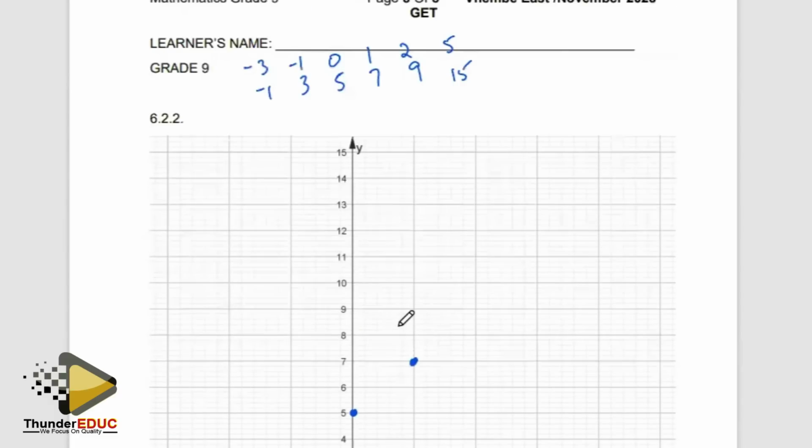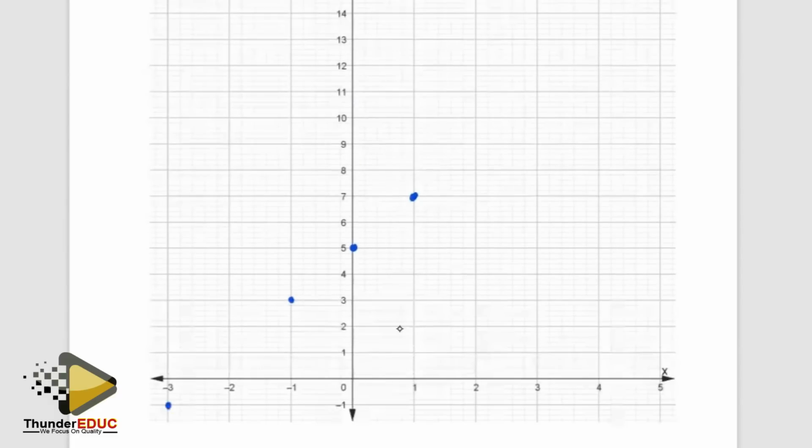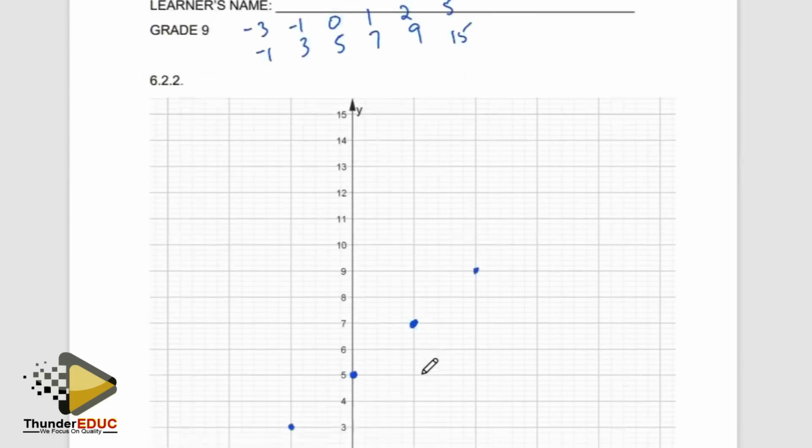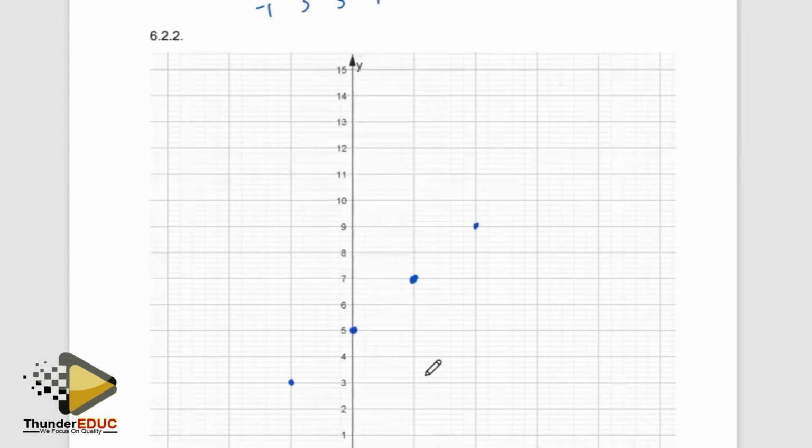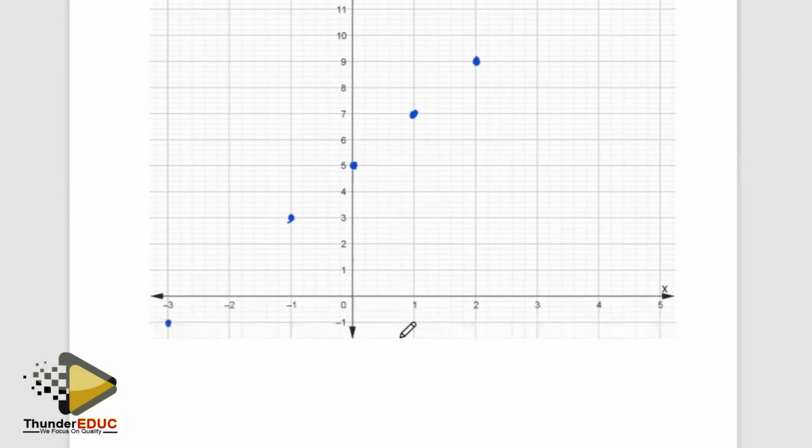And then we have 2 and 9. This is 2, that's going to be a 9. And then we have 5 and 15. So 5 is the last point, and then 15 is somewhere here. So if you get your ruler and try to connect these points, you'll end up with a perfect straight line.